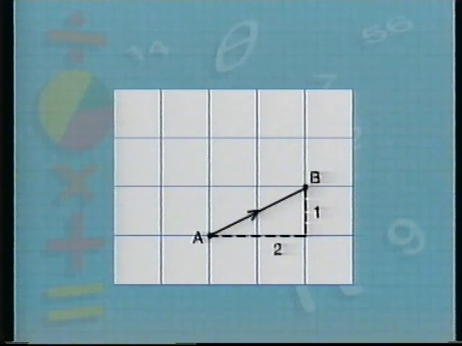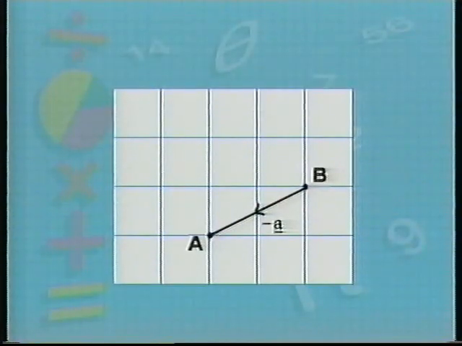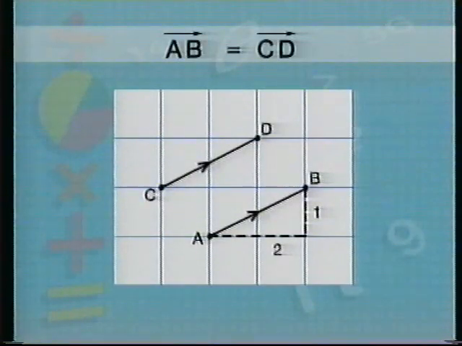Now, many vectors are drawn on graph paper. This one from A to B goes along 2 and up 1, and it can be written as a column vector (2, 1). The inverse or reverse of it is from B to A or minus AB, and that is written as (minus 2, minus 1) as a column vector. Two vectors are the same if they have the same column vectors. This means that they're the same length and in the same direction, but remember, it doesn't matter where they start from.